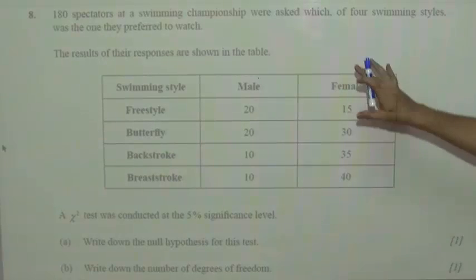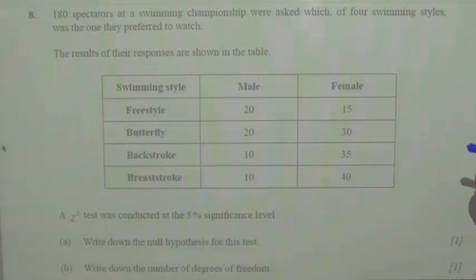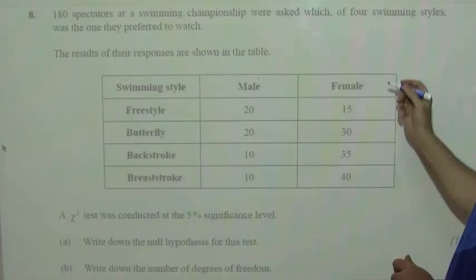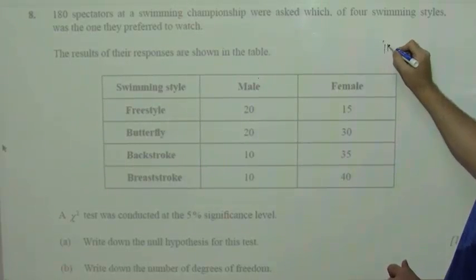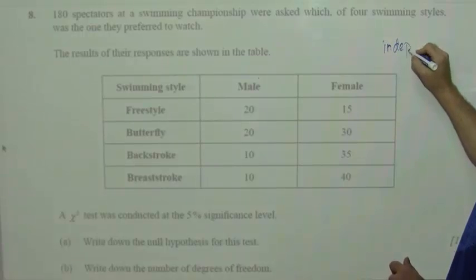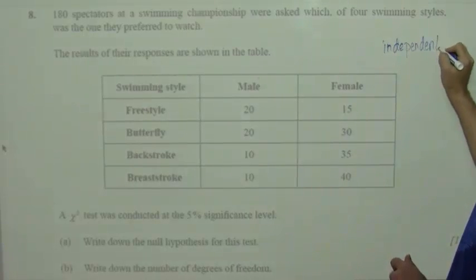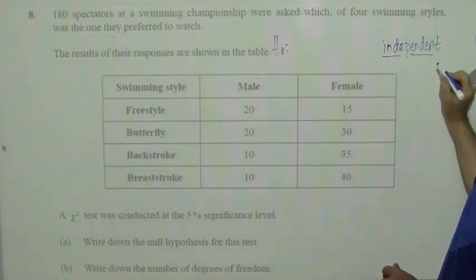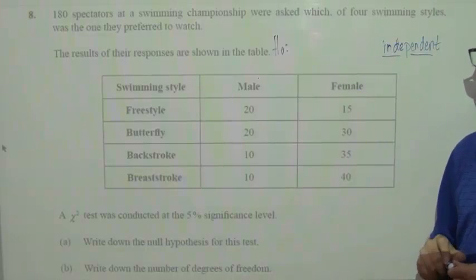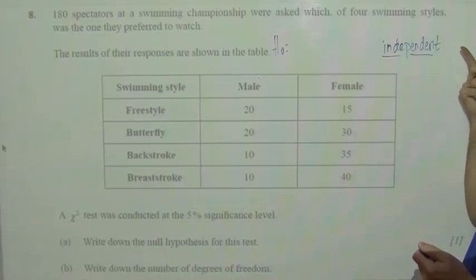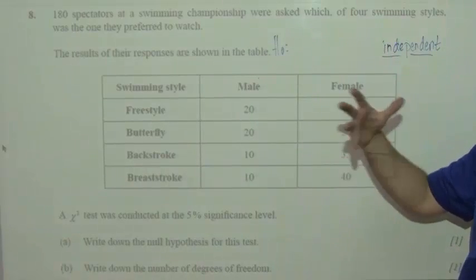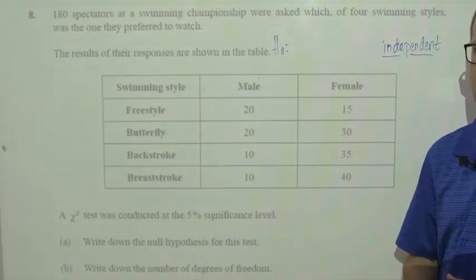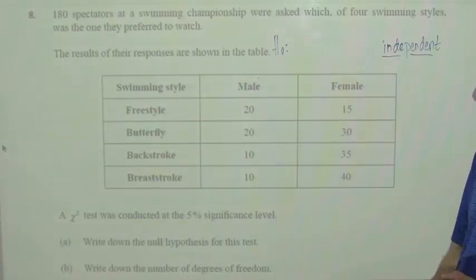Now, I'll write my hypothesis up here, but you should know this is not an option. Whatever we write is going to be independent. Your null hypothesis is always independent. So then the next question is, well, what is independent from what? And you sort of have 2 ideas here. You're comparing gender with the choice of the event they like to watch.